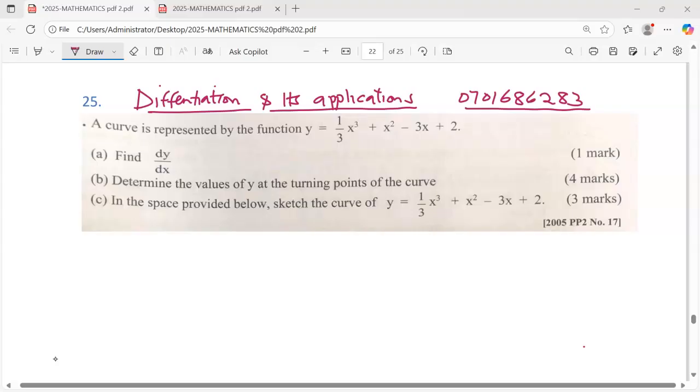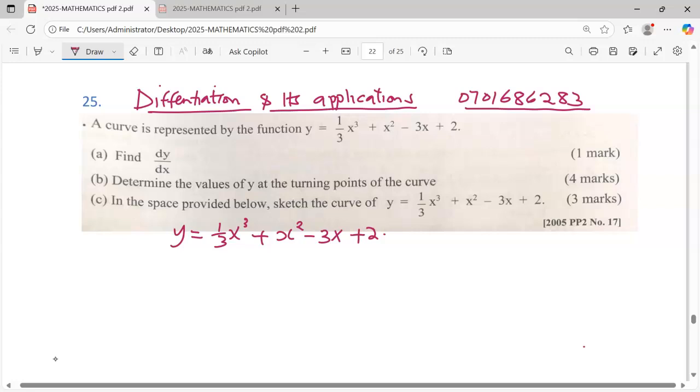This is KCSE 2005 paper 2 question number 17, a question on differentiation. And the question we have reads, a curve is represented by the function y is equal to a third x cubed plus x squared minus 3x plus 2.